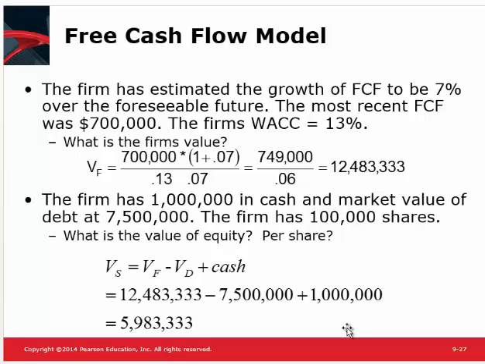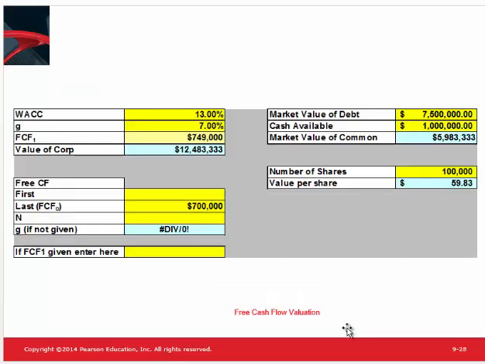The company has $1 million in cash. The value of its debt is $7.5 million, and it has 100,000 shares. So the value of the stock is essentially $5.9 million. Divide that by the 100,000 shares, gives us the ultimate stock price. So there's a free cash flow valuation spreadsheet. Plugging in the data that we have, we can see that ultimately $59.83 is the value of this example.